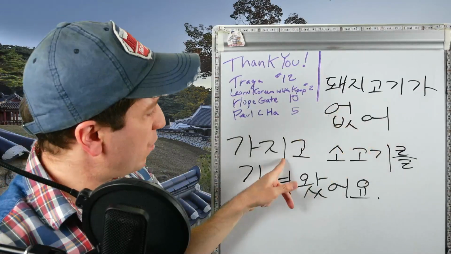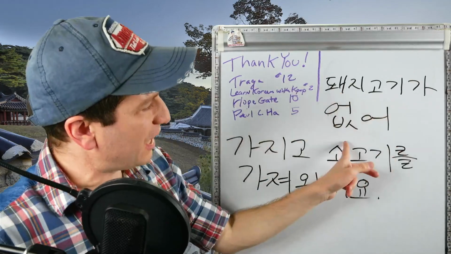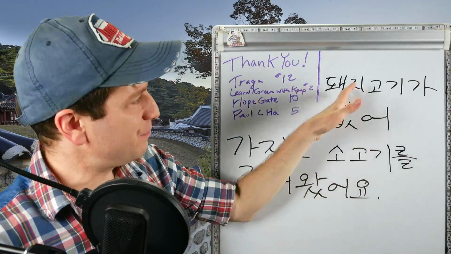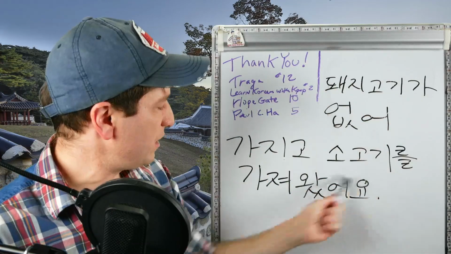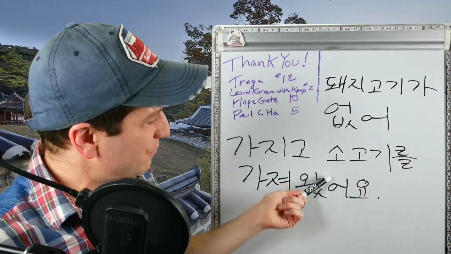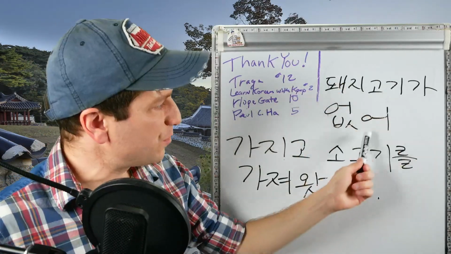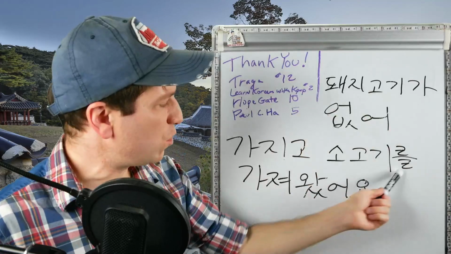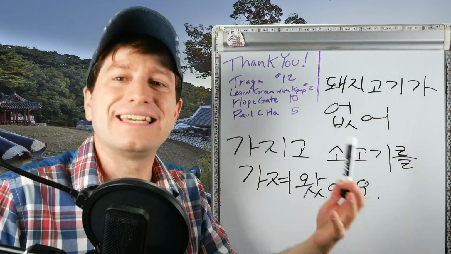돼지고기가 없어가지고 소고기를 가져왔어요. So, 돼지고기가 없다. There is no, or I don't have any, 돼지고기, pork. So because I don't have any pork, 소고기를 가져왔어요. So I brought beef. And the reason for that is because I don't have any pork. 돼지고기가 없어가지고 소고기를 가져왔어요. So I brought beef because I don't have any pork, or I didn't have any pork.